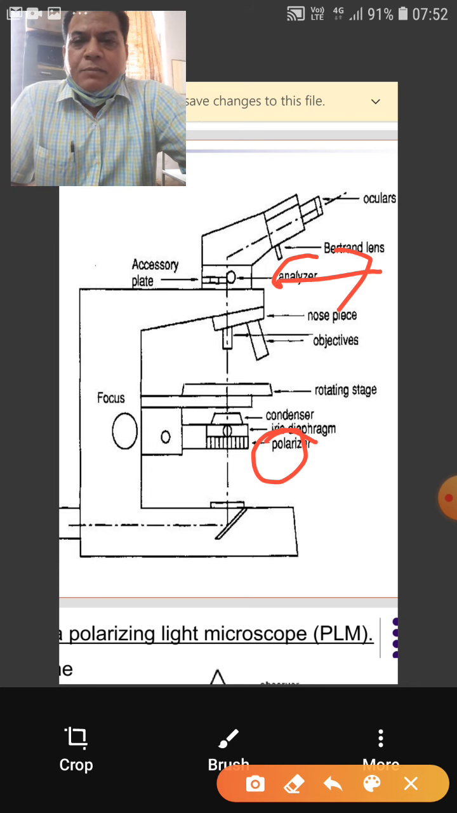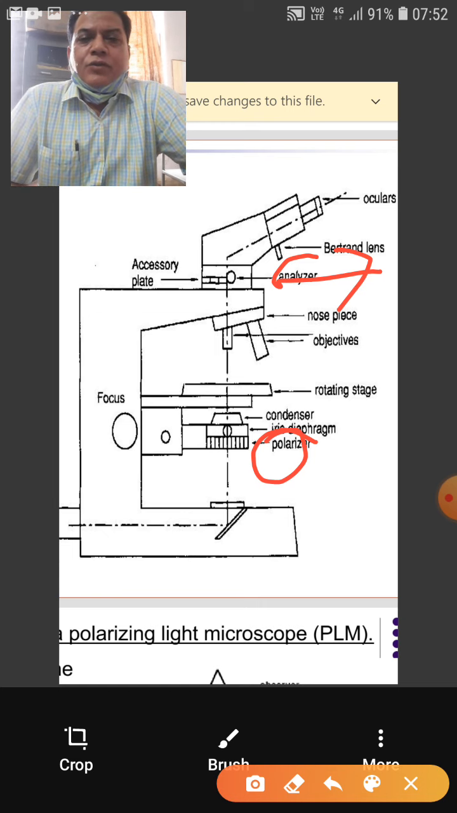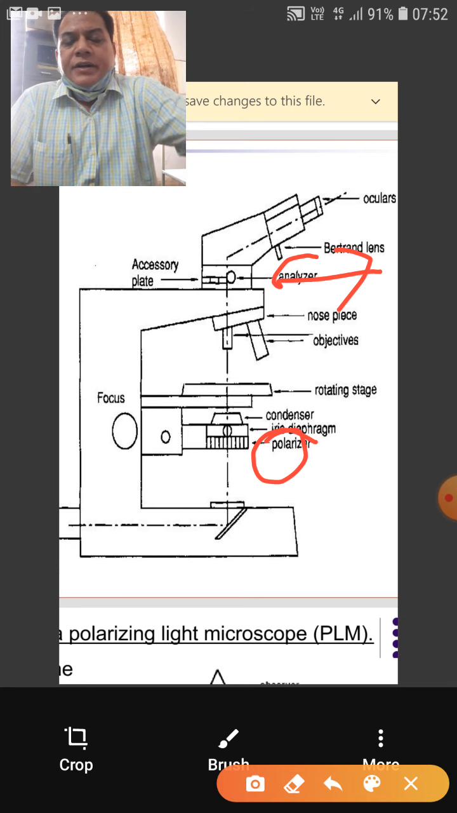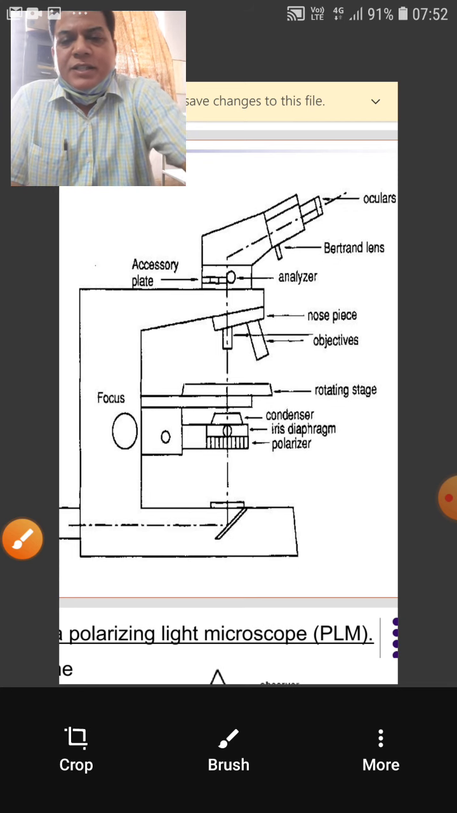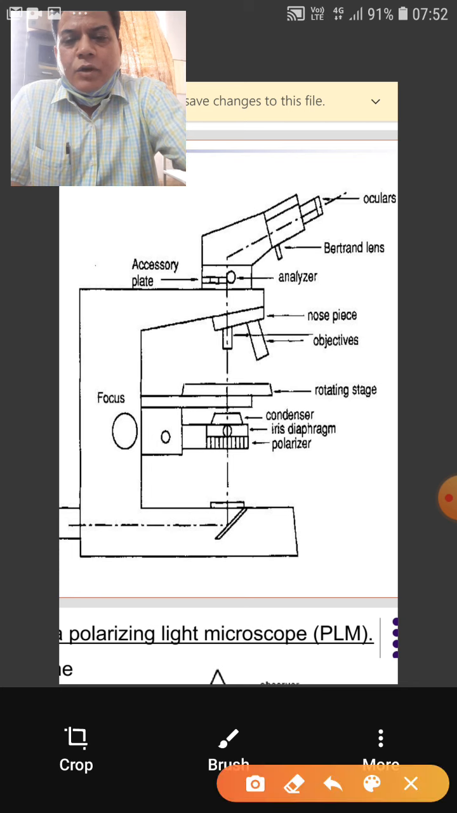The second optical property we study in plane polarized light is the relief. Relief means whether that mineral is elevated or depressed from a normal surface. Third is form and shape. What is the form and shape? It is the outline of the mineral. And then fourth is the cleavage. So these four optical properties are studied under plane polarized light.